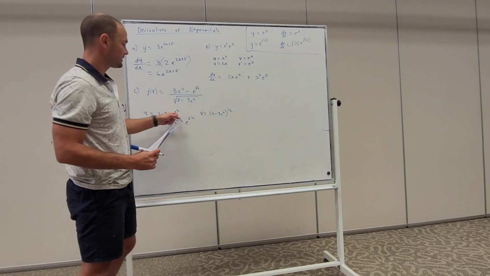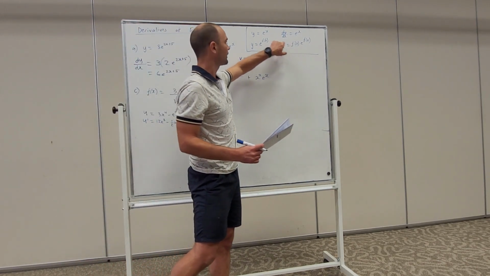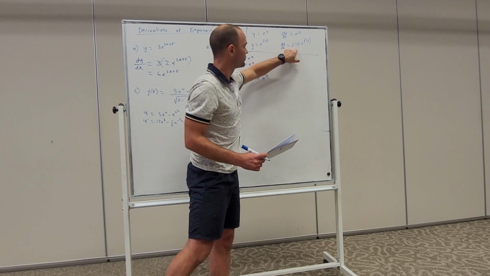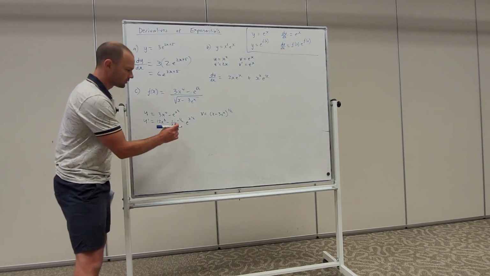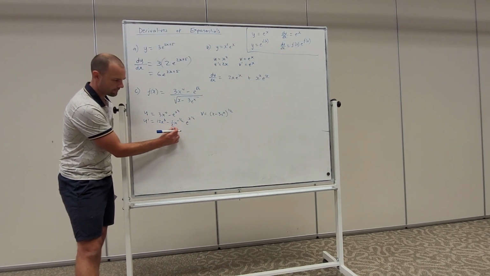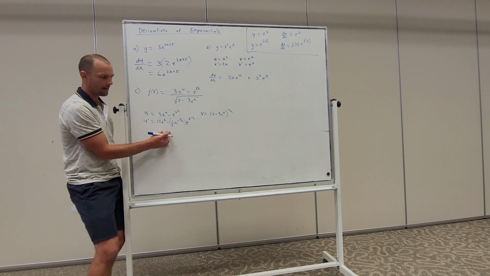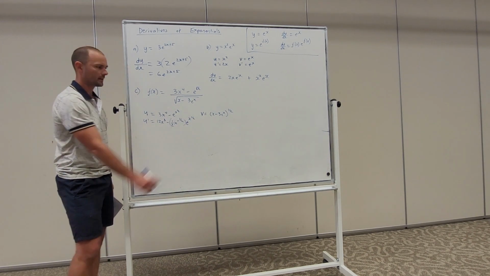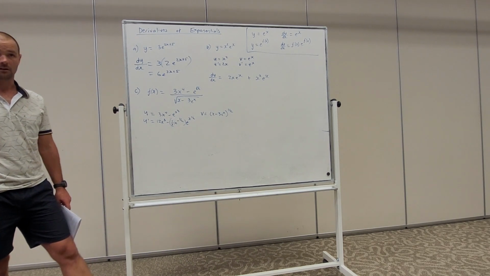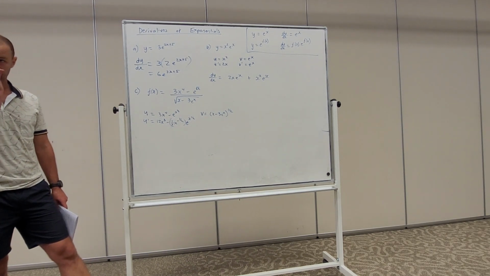Here we've got e to the x to the power of a half, okay, e to the f of x. So the derivative goes out the front. Derivative of x to the half is half x to the minus half. That's what that part is. And we're multiplying that by e to the f of x. All right, any questions about that?